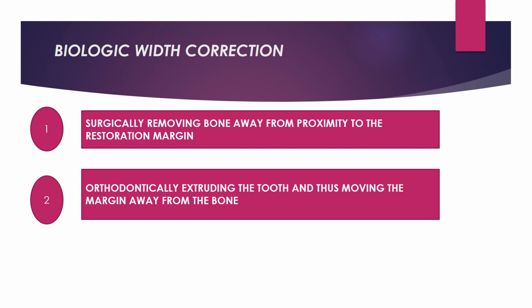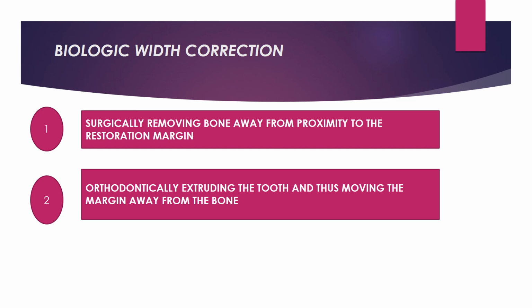So how can we correct it if it is violated, or to avoid violation, how can we maintain this biological width? That is mainly by surgically removing bone away from the proximity to the restorative margin, and second, by orthodontically extruding the tooth and thus moving the margin away from the bone.